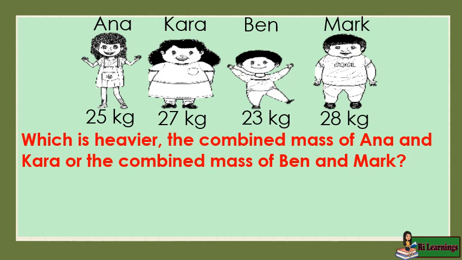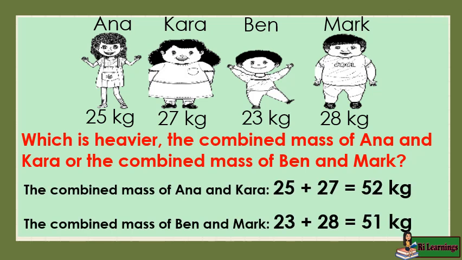Which is heavier, the combined mass of Anna and Kara or the combined mass of Ben and Mark? The combined mass of Anna and Kara, 25 plus 27, is equal to 52 kg. The combined mass of Ben and Mark, 23 plus 28, is equal to 51 kg.